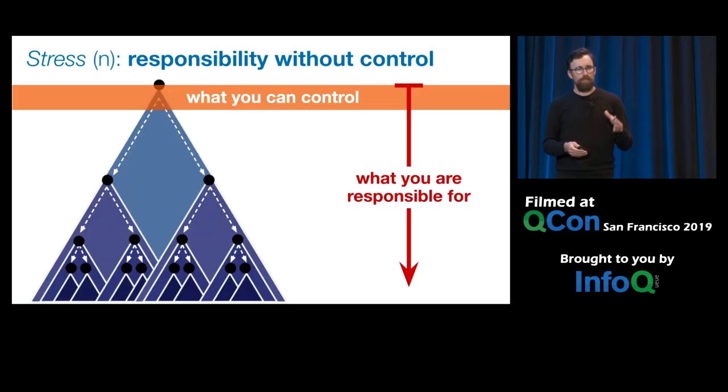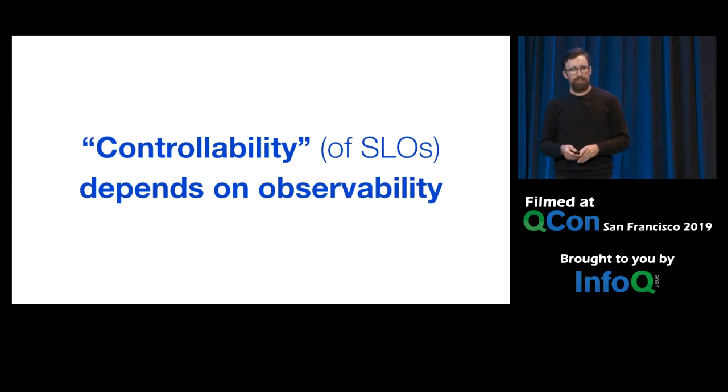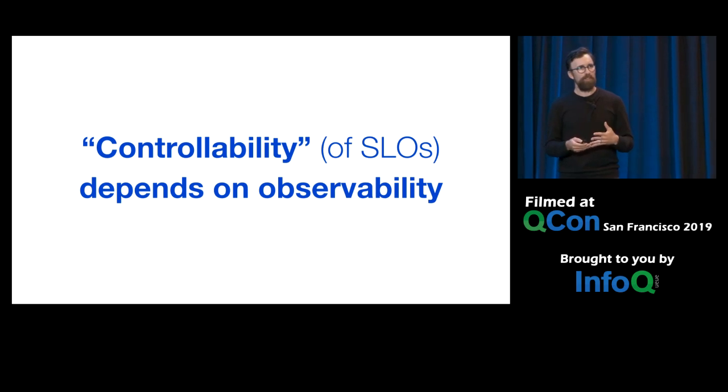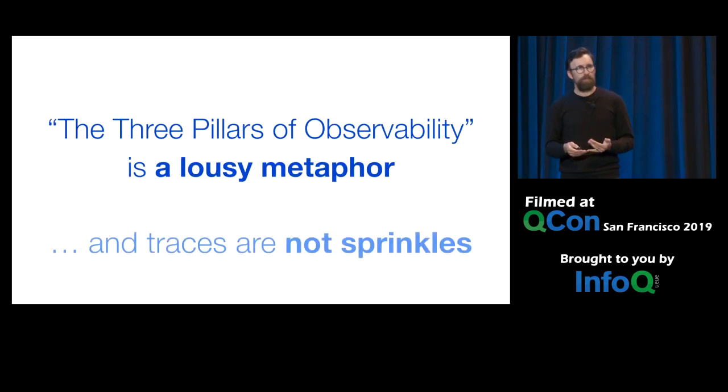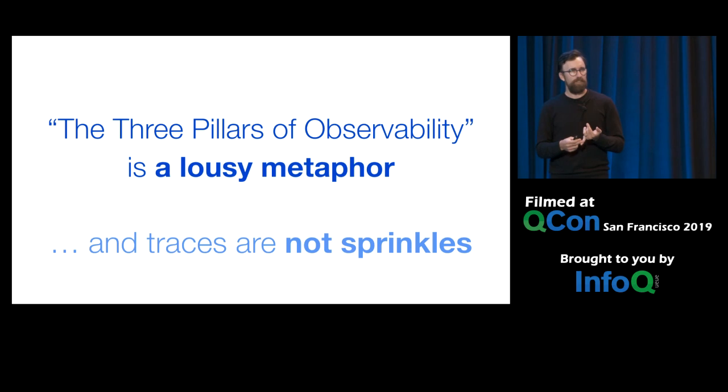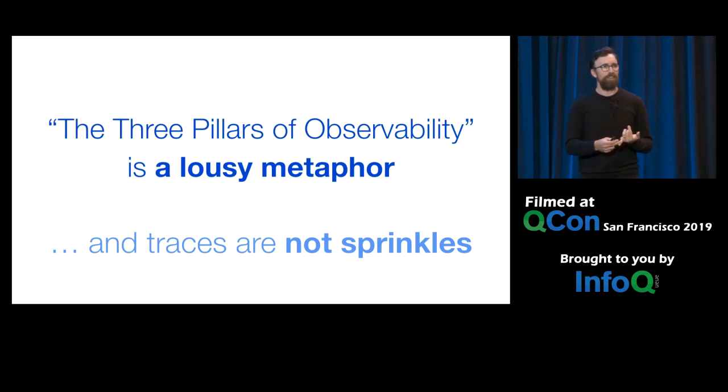The stress of operating a system is that you have far more responsibility than you have control, and we need to find some way to minimize that. The controllability of your SLOs depends on high quality observability. You can't divorce the two from each other. They're very tightly related. The 3 pillars of observability is a terrible metaphor, and traces are not sprinkles.